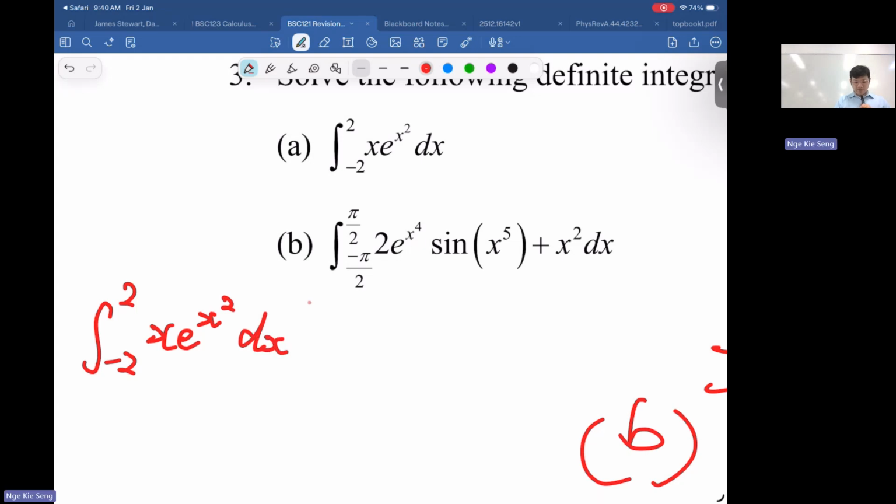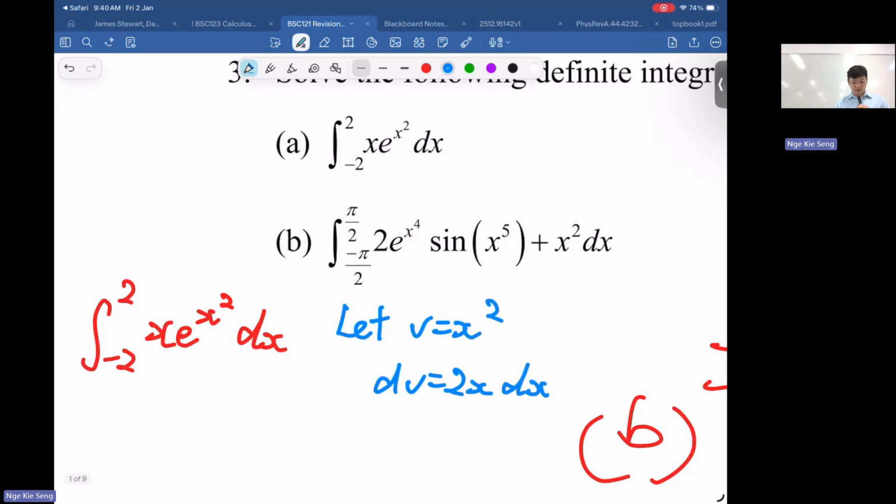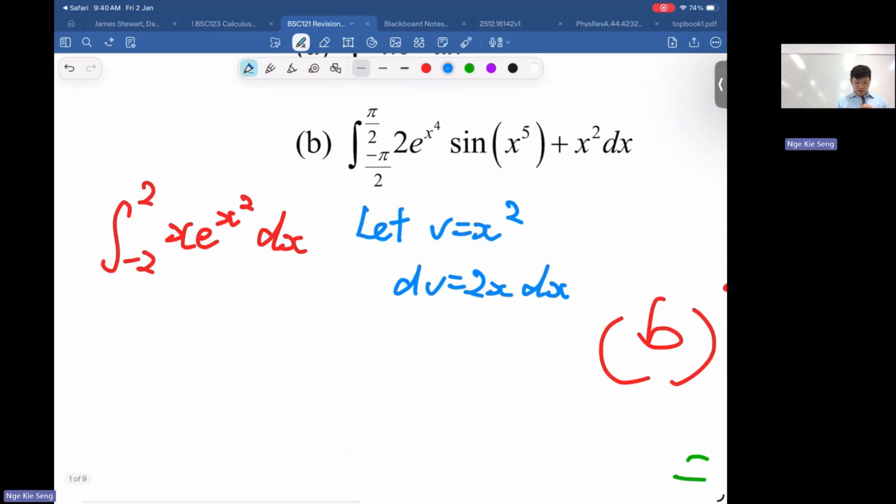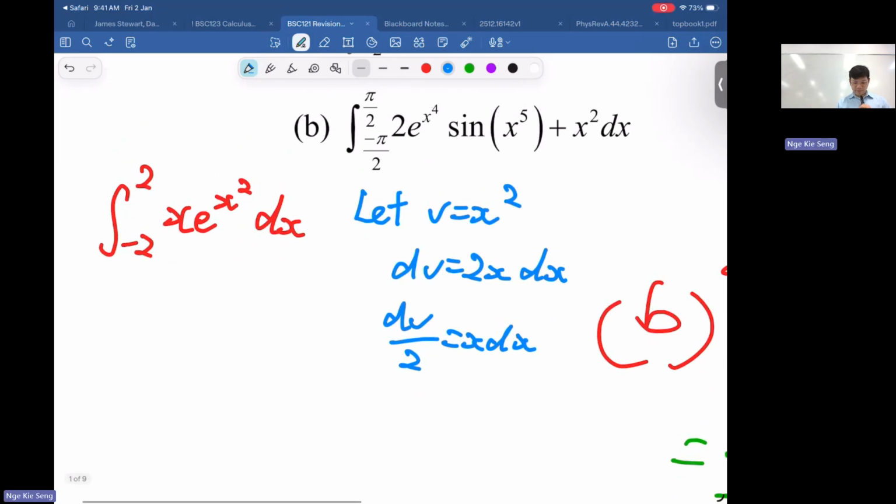The first thing you should try is substitution, right? It's a very easy technique, so we should try it. Let's say v equals x squared, and then dv equals 2x dx. You can see that both of these factors appear. So we should do substitution.